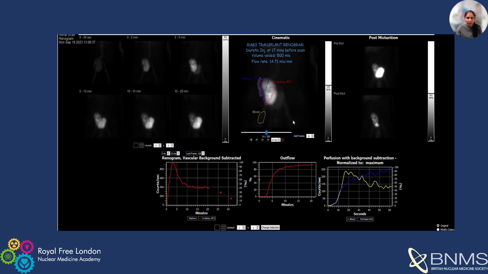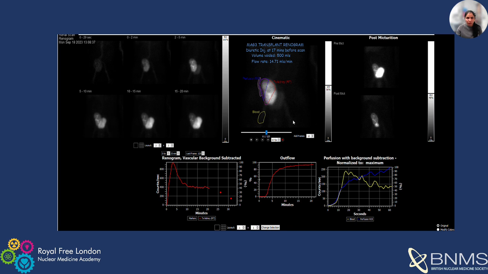The transplant kidney is visualized in the right iliac fossa. The lower half of the transplant kidney, as you can see, is overlapping the distended urinary bladder. So the region of interest for the time activity curve cannot be drawn properly due to overlapping.